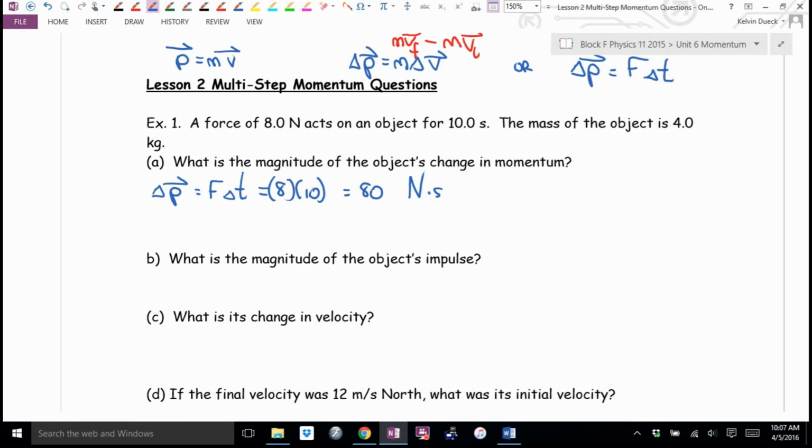Hey Matt, what's B want me to find? Magnitude. No, magnitude means size. The object's impulse. Impulse, what's another word for impulse, folks? Change in momentum. Do you notice I didn't leave you any room for part B? I did that on purpose. You don't need any room for part B.